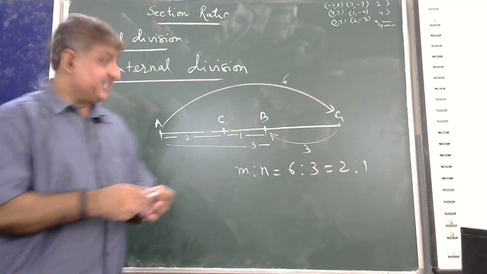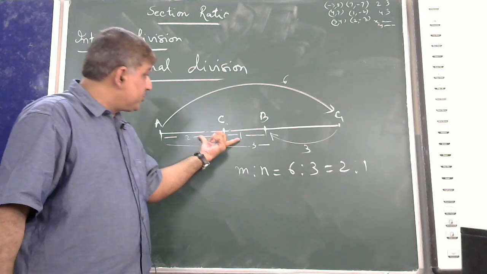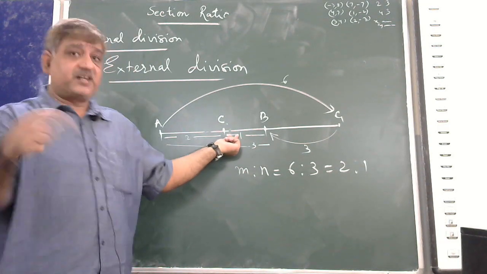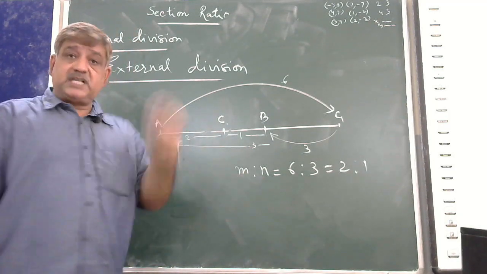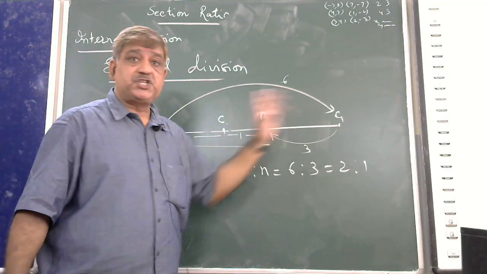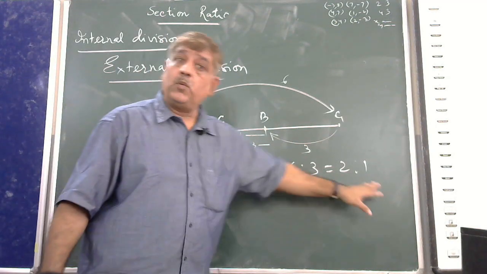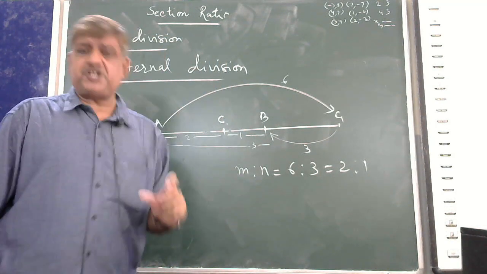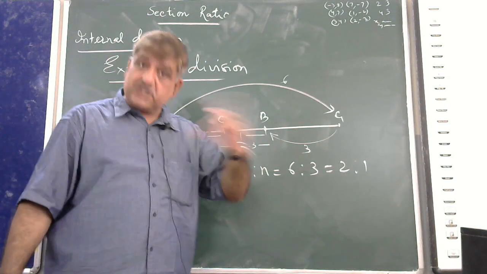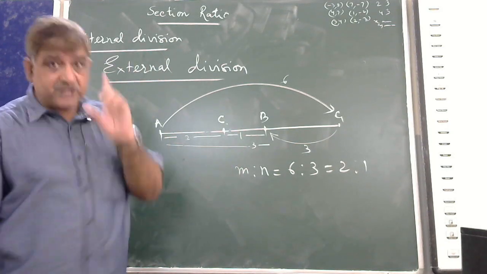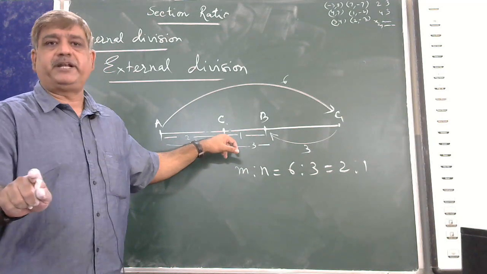You see here? This one is the internal division in the ratio 2 is to 1. And corresponding to this internal division, if point C internally divides line segment AB in the ratio 2 is to 1, then we must have an external point which divides AB in the same ratio, that is 2 is to 1. So corresponding to each internal division, we have an external point which divides externally, but the restriction is that the point for internal division should not be the midpoint.